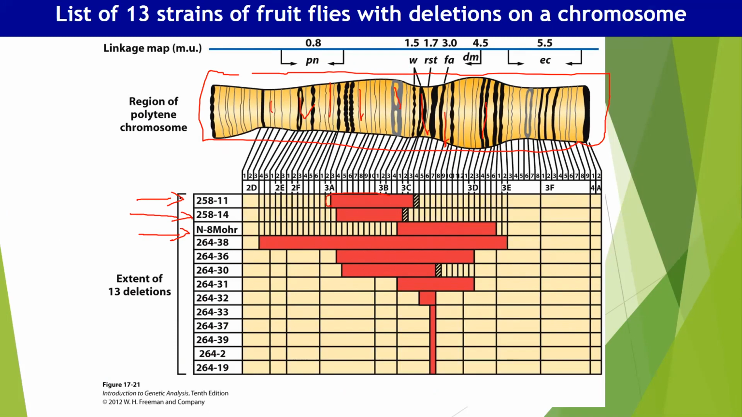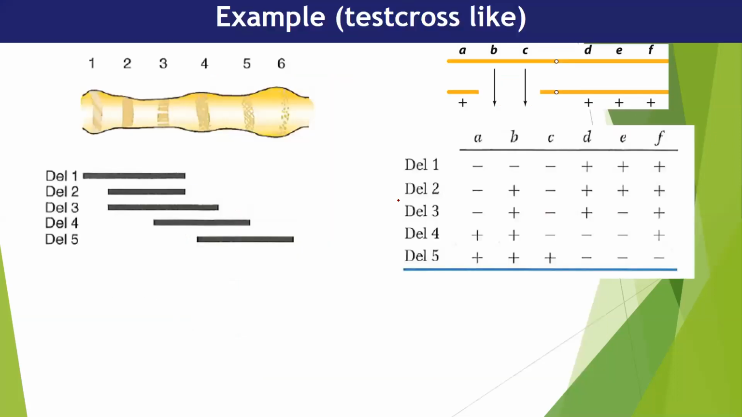So for example, the first line is named 258-11. This mutant line has a deletion in this region. So we can use this to help us to derive the map of the genes on this chromosome, right? So something like this. Next time we're going to talk about this. In the final, it's very likely a question like this will appear on the final exam.